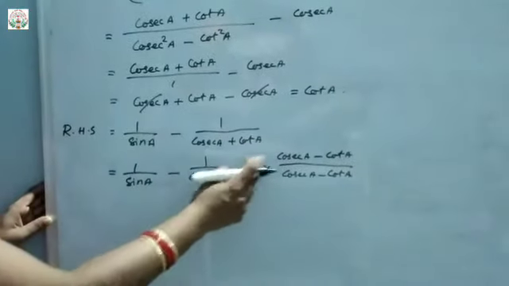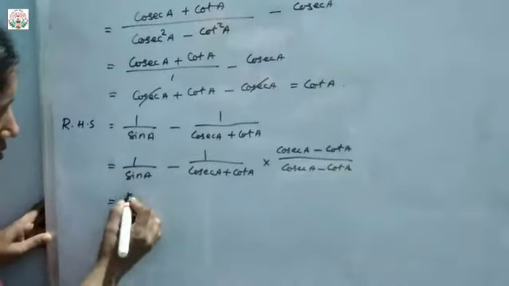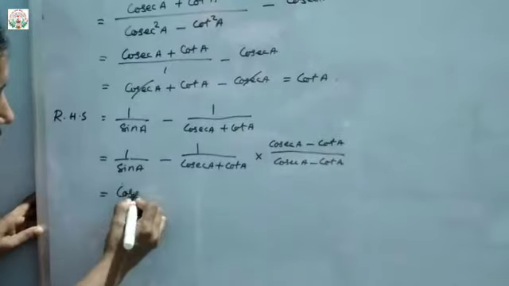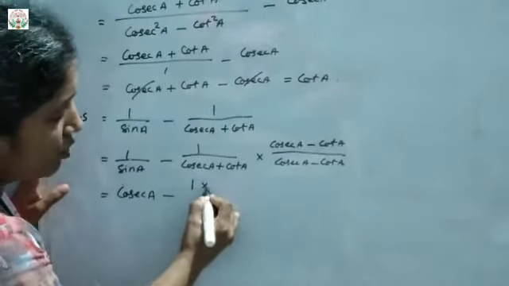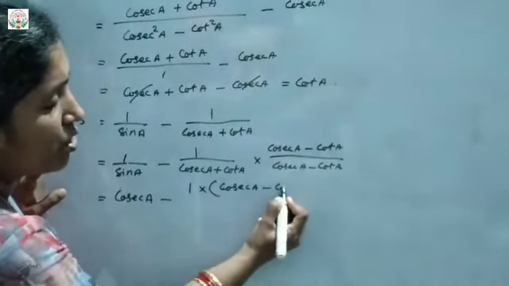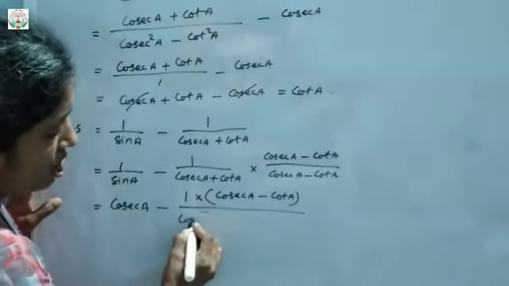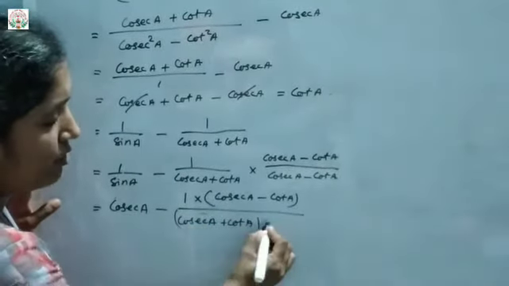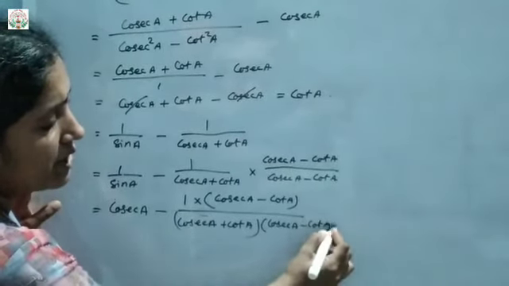Rationalization means the opposite sign of this one will multiply and divide in the numerator and denominator. So that will be, this one reciprocal of sin a will be what? Cosec a. So it will be cosec A minus, this multiply with the numerator and denominator with the denominator, cosec A minus cot A whole upon cosec A plus cot A into cosec A minus cot A.